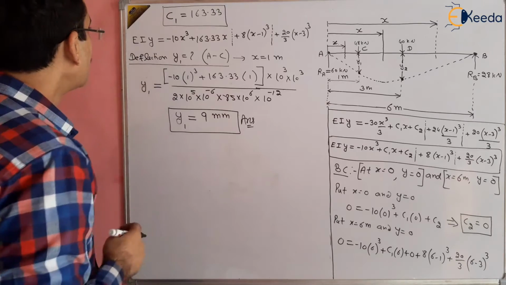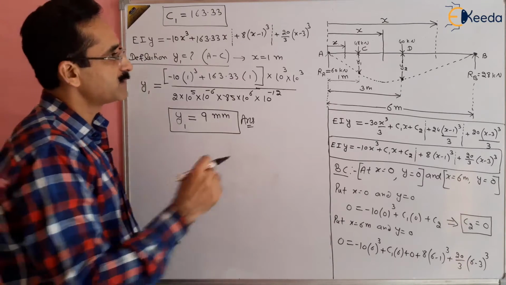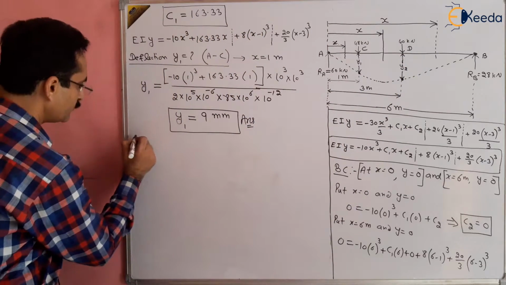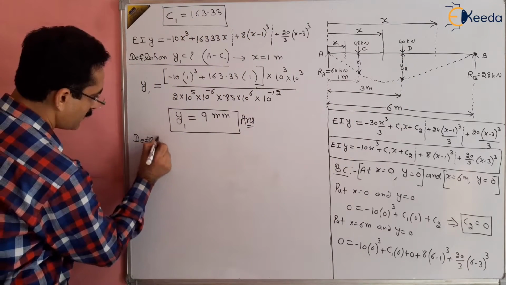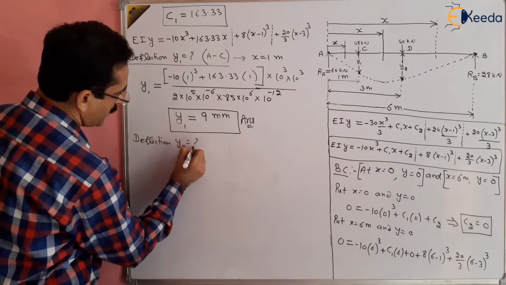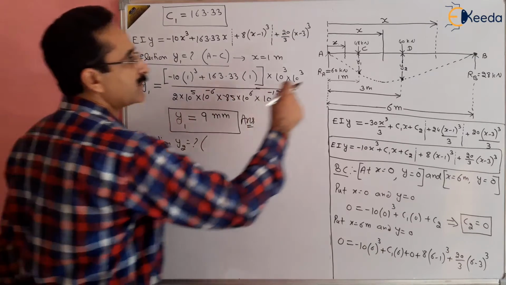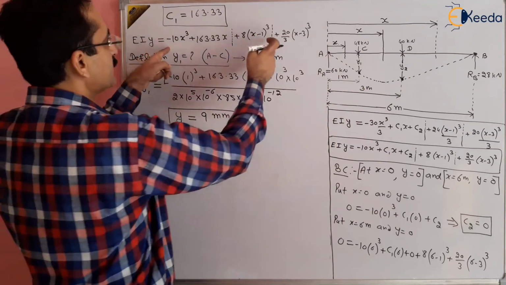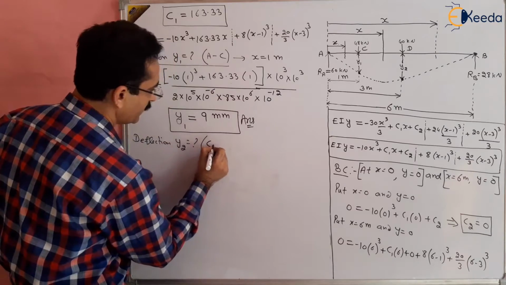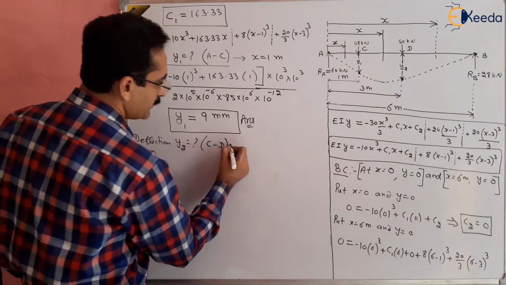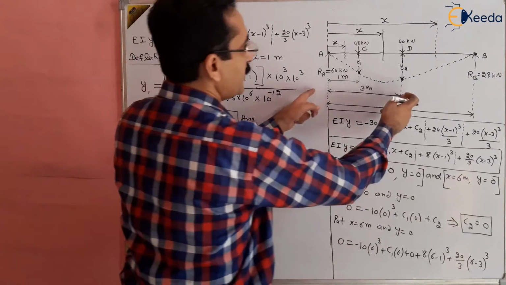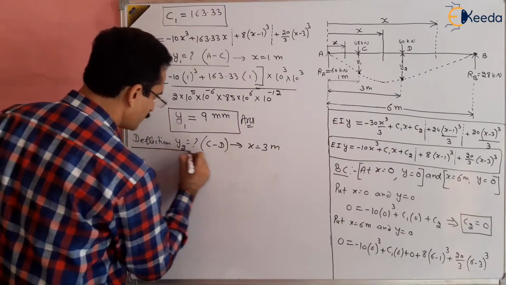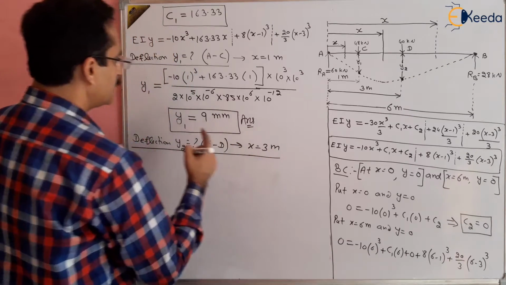Right? Now we have to find out the deflection under D point also, y2, right? So deflection y2 we have to find out now, and it will be valid between C to D, right? So the equation which is valid between C to D, up to the second dotted line, between C to D, right? And in this case the value of x is 3 meters, right? So from here we can find out the deflection.